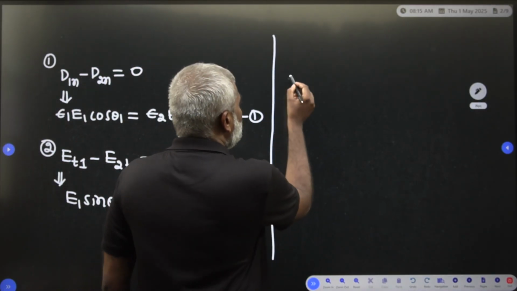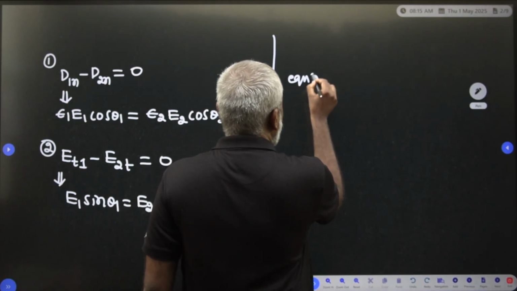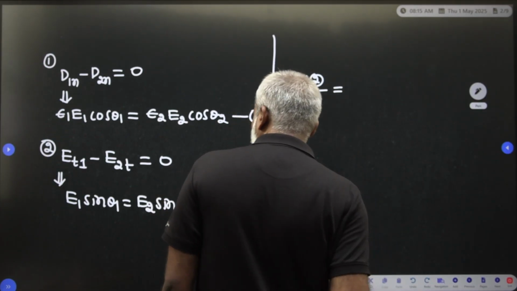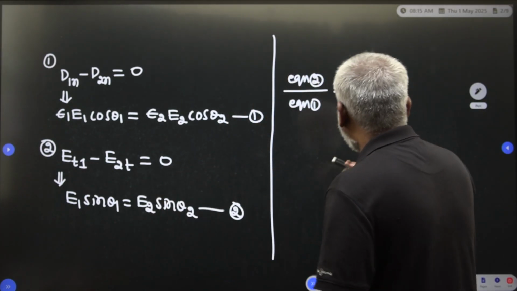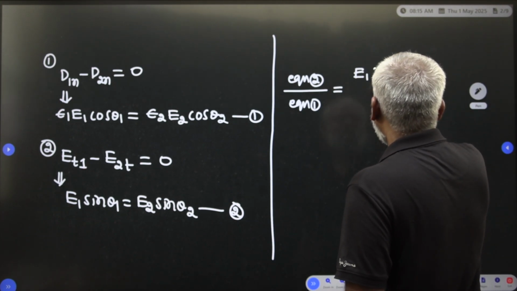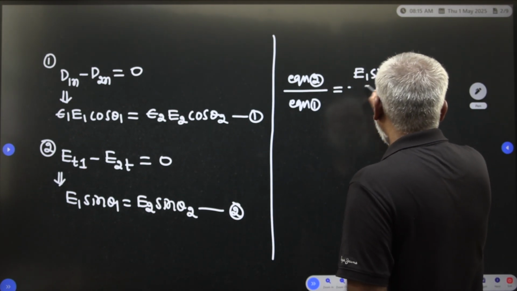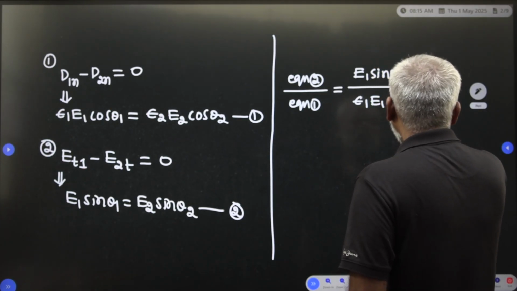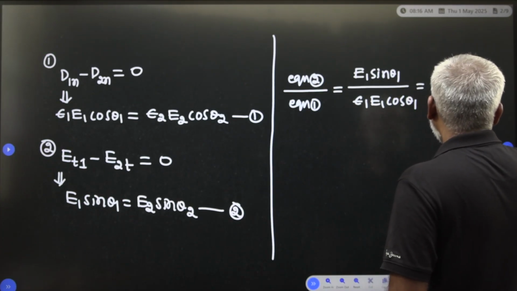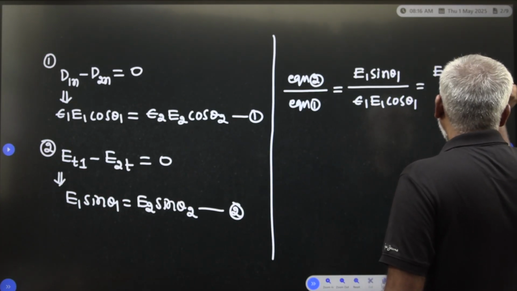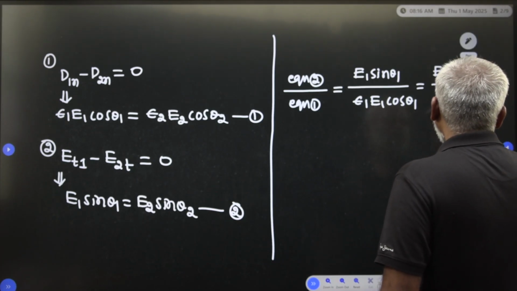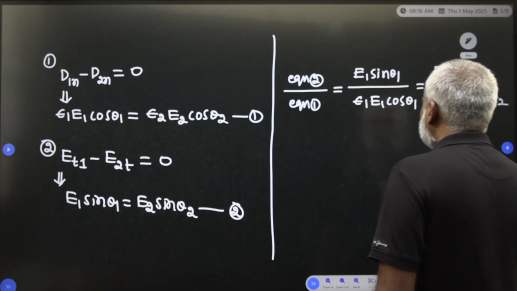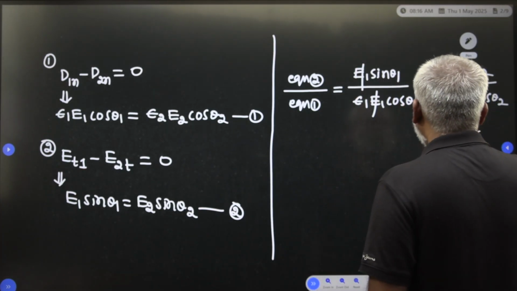Now you have to write equation number 2 divided by equation number 1. So what is your equation number 2? Your equation number 2 is E1 sin theta 1 divided by epsilon 1 E1 cos theta 1, which is equal to E2 sin theta 2 divided by epsilon 2 E2 cos theta 2. So therefore E1, E1, E2, E2 get cancelled.